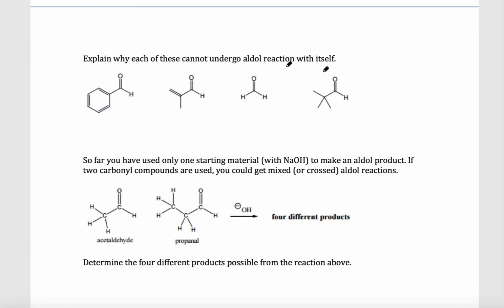So why can't any of these undergo an aldol reaction? If you look at the alpha carbons, you'll realize that they do not have alpha hydrogens. So there are no alpha hydrogens, or even an alpha carbon in this case right here. No alpha hydrogen on any of these to allow for enolate formation.